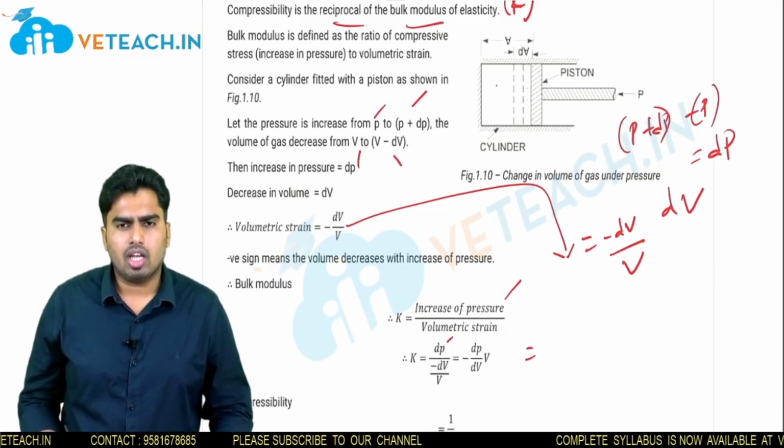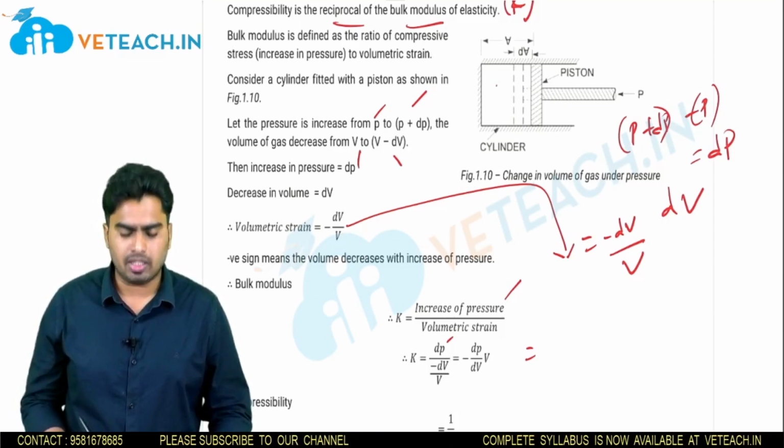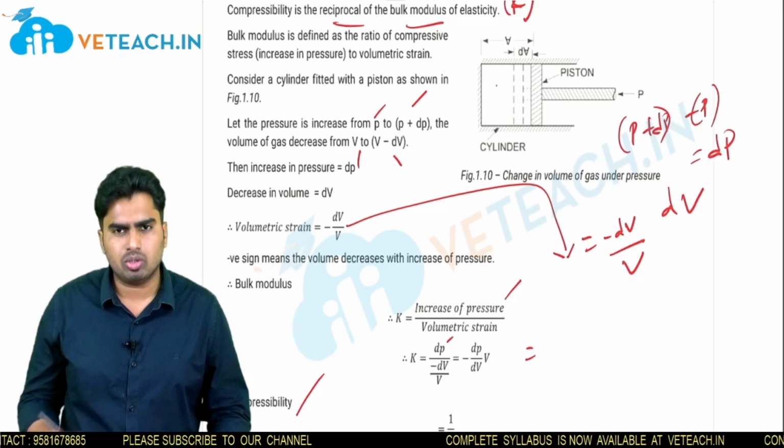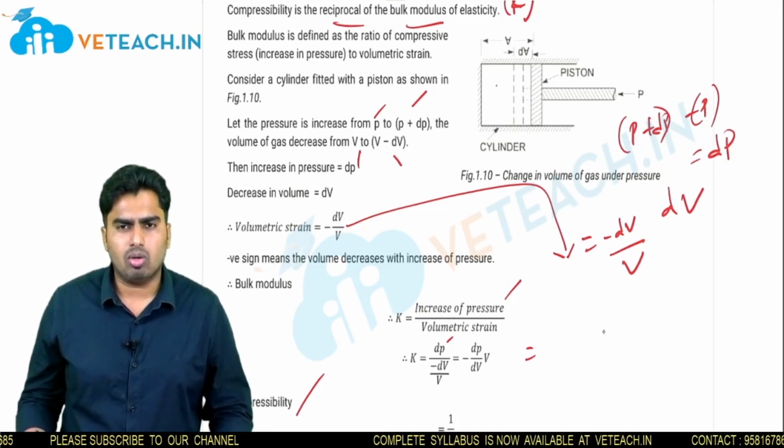So what is compressibility? Compressibility is just the inverse of bulk modulus. That is, compressibility is defined as the ratio of volumetric strain to the increase in pressure. Okay, so this is about compressibility.